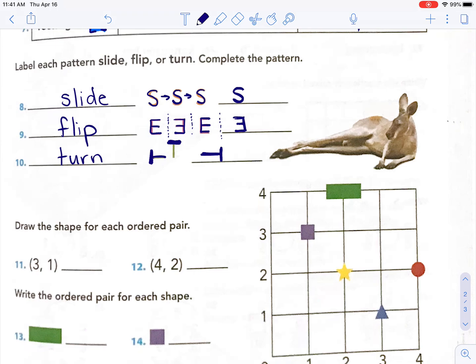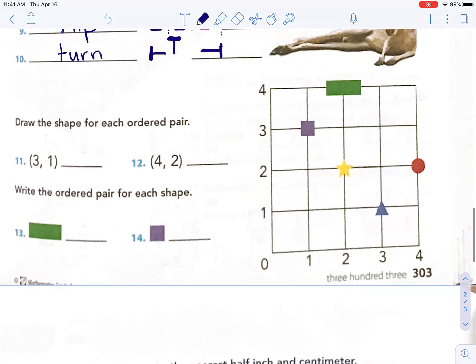Awesome. If you got your T turned the wrong way, change it. If you got your E turned the wrong way, change it. Do you know why you got it wrong? Does it make more sense now? Good. I hope so. So we had a slide, a flip, and a turn. All right, moving to the next section.